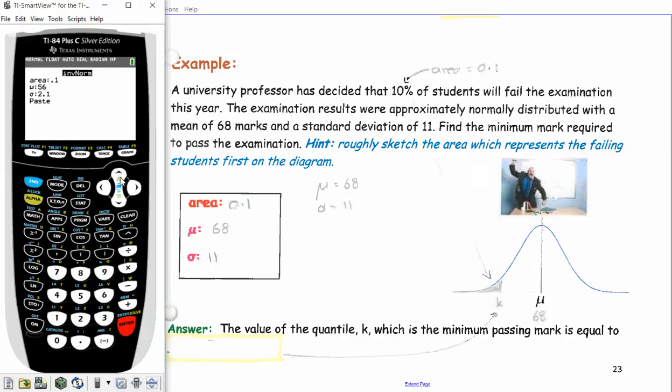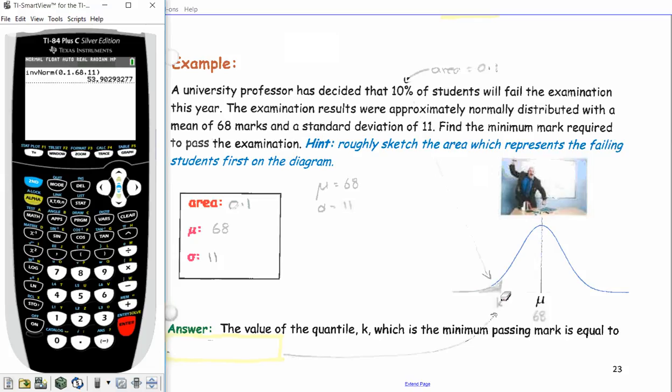I should put it in a bit better than that, 0.1. Let's put it in properly. 0.1. Mean is 68 and the standard deviation is 11. Paste, inverse norm. There you go. So we've got the value of this upper bound here.